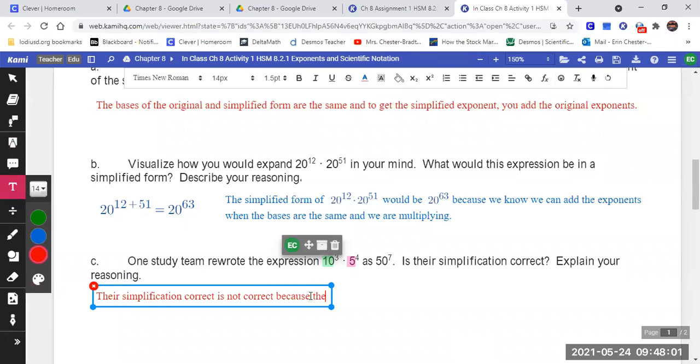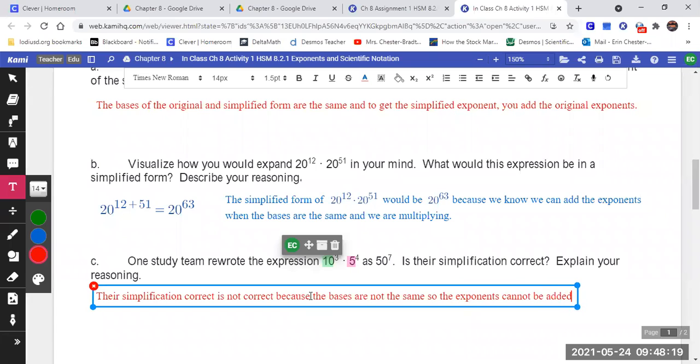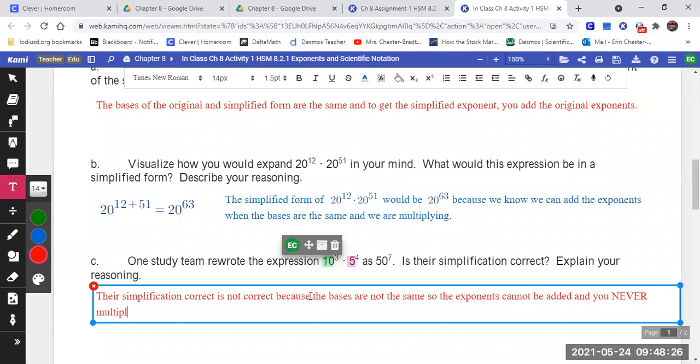Because the bases are not the same, so the exponents cannot be added, and you never multiply bases that have exponents.